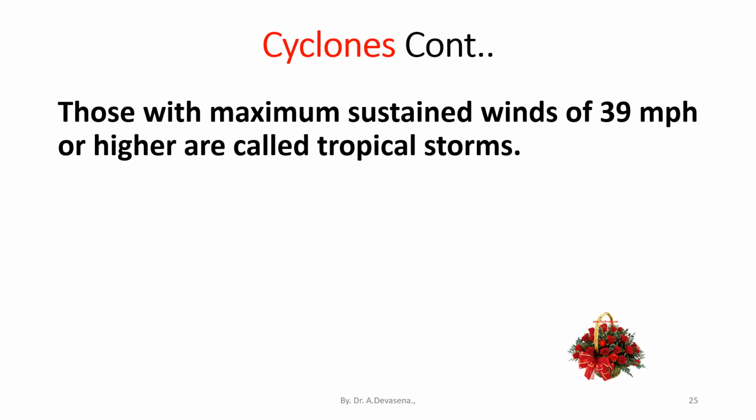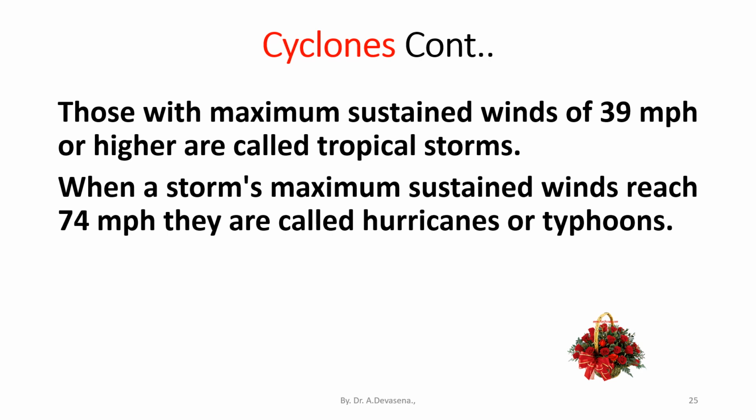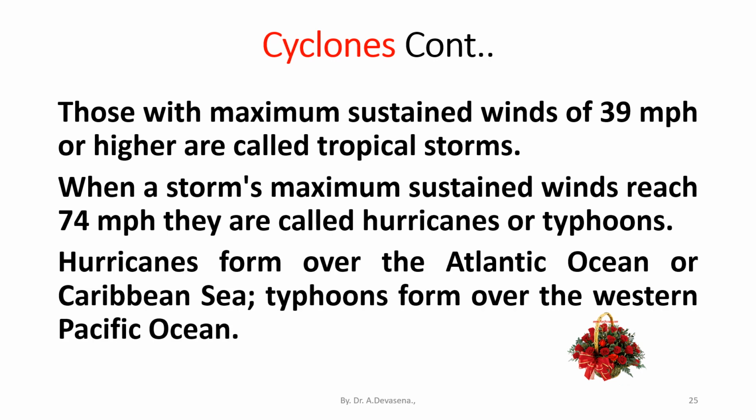Those with maximum sustained winds of 39 miles per hour or higher are called tropical storms. When the storm's maximum sustained winds reach 74 miles per hour, they are called hurricanes or typhoons. Hurricanes form over the Atlantic Ocean or Caribbean Sea. Typhoons form over the Western Pacific Ocean.